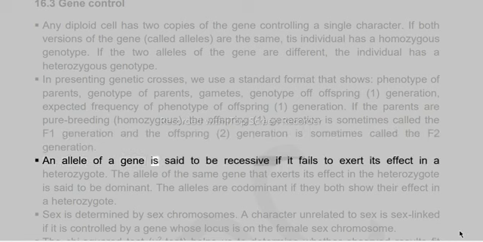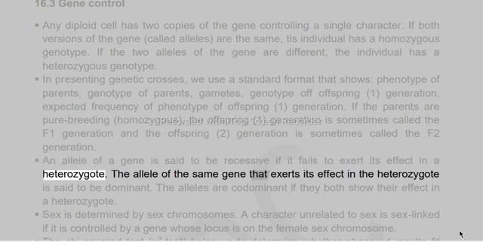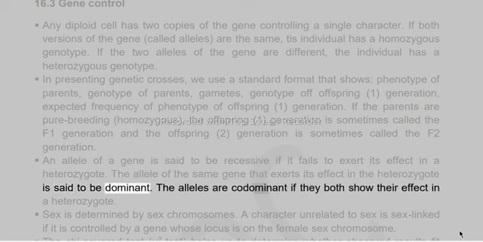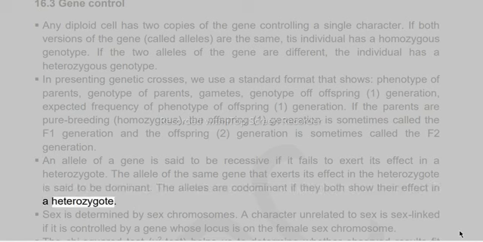An allele of a gene is said to be recessive if it fails to exert its effect in a heterozygote. The allele of the same gene that exerts its effect in the heterozygote is said to be dominant. The alleles are codominant if they both show their effect in a heterozygote.